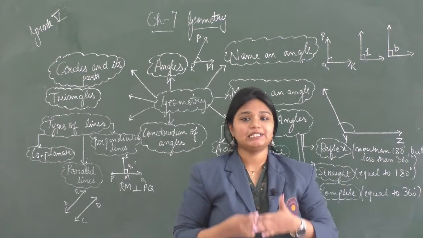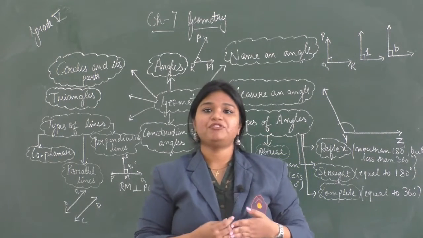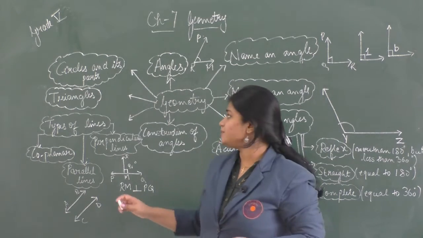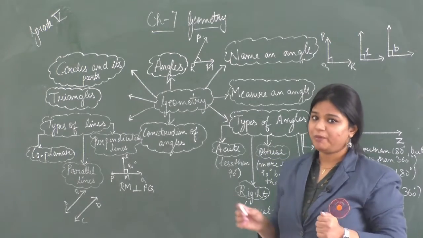We have completed the 7th chapter, that is geometry. We learned that geometry is another branch of mathematics. Now this is the mind map of the chapter. So let's revise the chapter with the help of a mind map.